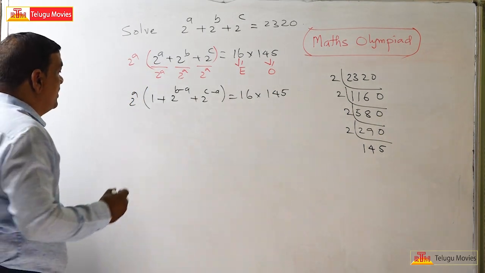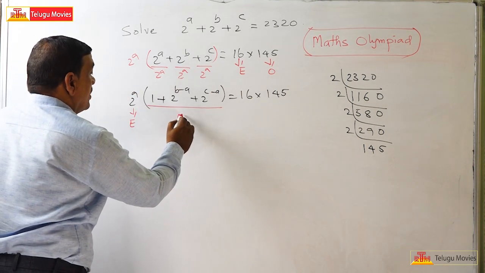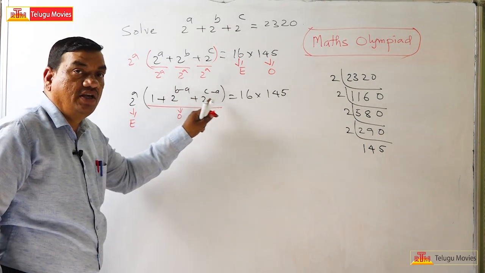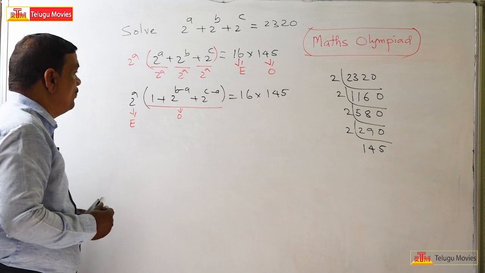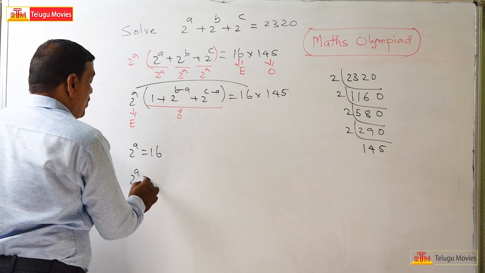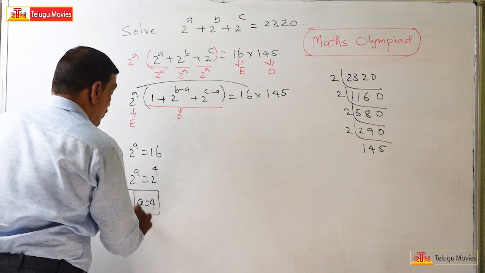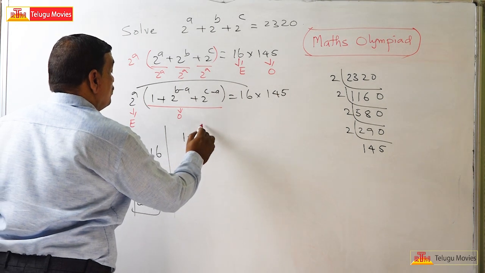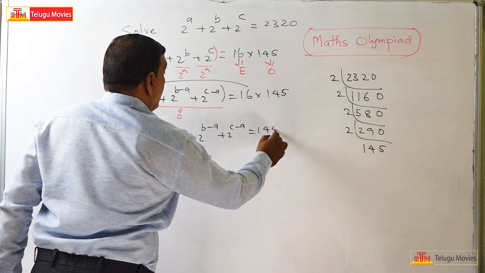Clearly 2 power a is an even number, this whole is an odd number. Even number, odd number. Why? Because even though these two are even, plus 1 you are adding, then it will become odd. Therefore, we can see simply 2 power a is equal to 16, 2 power a is equal to 2 power 4, a is equal to how much? 4. Luckily we got a is equal to 4, and this is 1 plus 2 power b minus a plus 2 power c minus a is equal to 145.